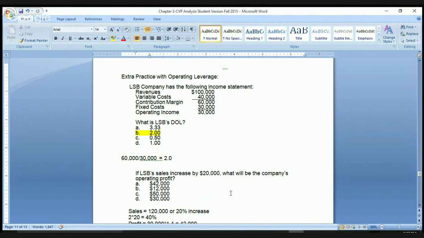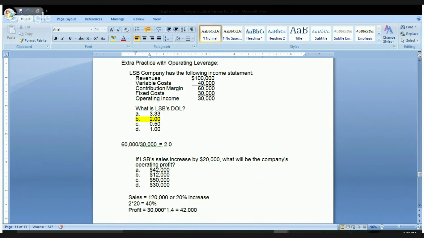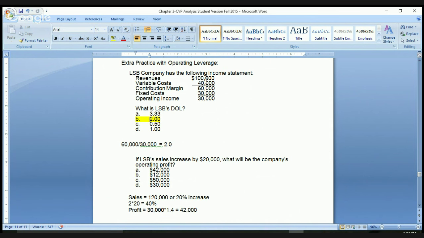Okay. Now, if LSB's sales increase by 20,000, what would be the company's operating income? Well, that means if I go from 100,000 to 120,000, that's a 20% increase. Now, how did I do that? I took 100 times x equals 120, divide each side, and I get 1.2.